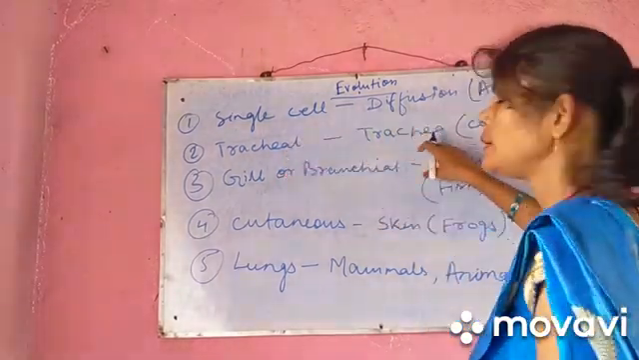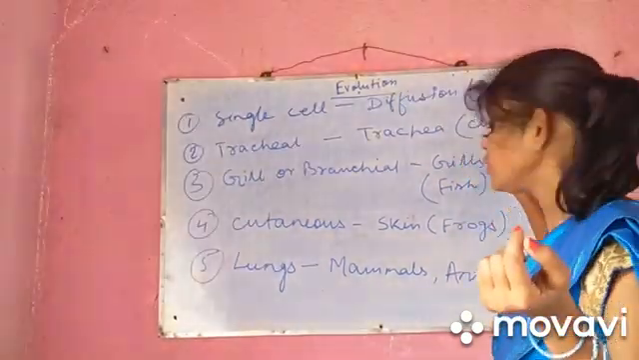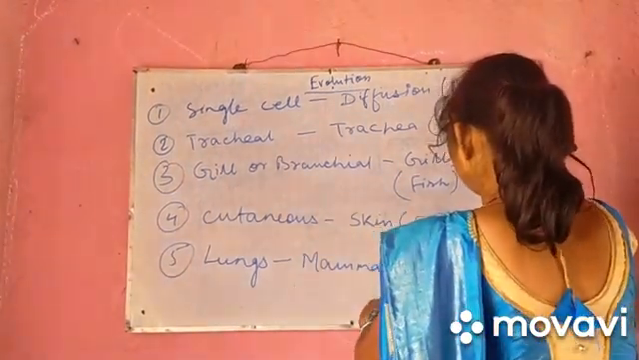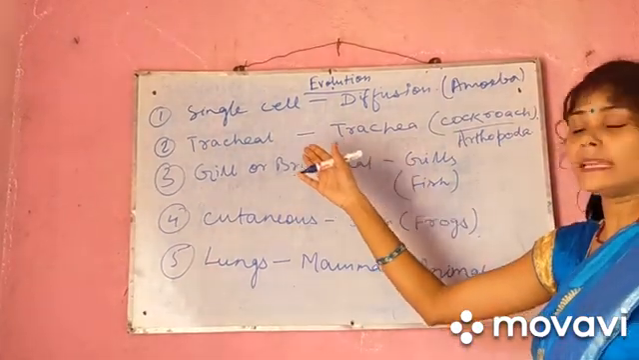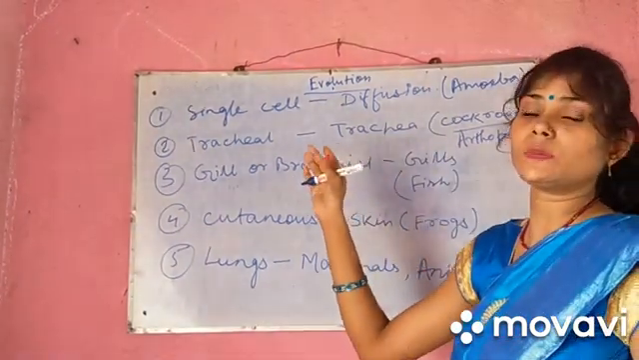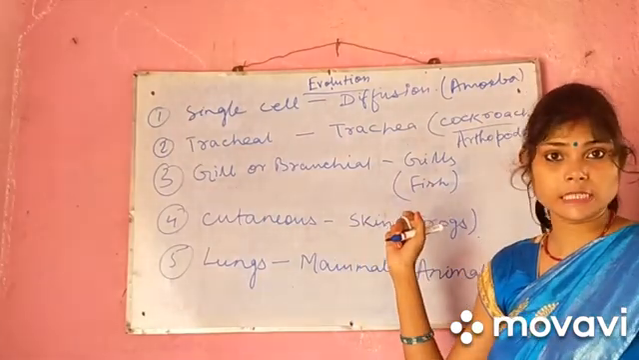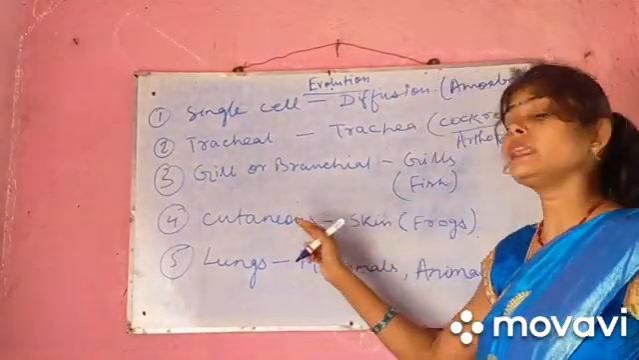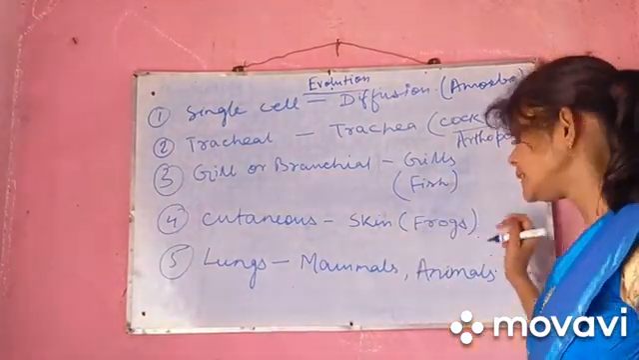The tracheal system is a tube-like structure present in animals like cockroaches. They come under the phylum Arthropoda. Arthropoda means having jointed legs. Then comes the gills or the branchial system. This type of respiration takes place through specialized organs present in the mouth of the fishes, the comb-like structure gills, in which blood is supplied through blood capillaries. Then comes cutaneous respiration, in which respiration occurs through the skin.